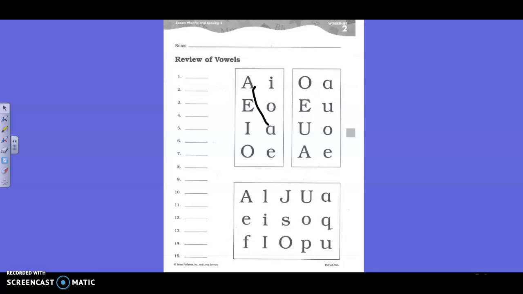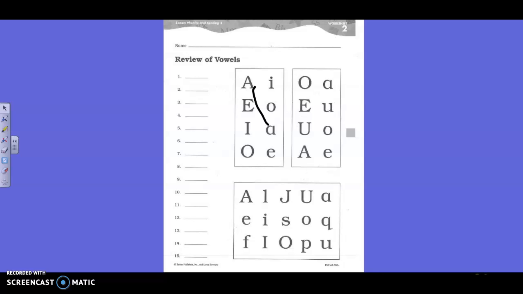Which one is your lowercase? Now where does I belong, or where does O belong? You're making it harder than it is. Do the same thing in the second box, boys and girls. Connect the capital with the lowercase in this box too. You do not do the same thing on the bottom.